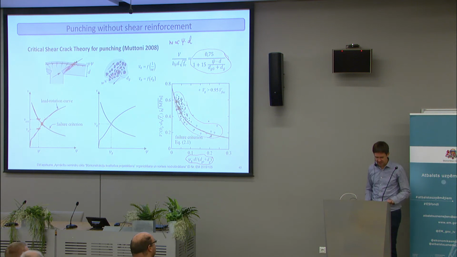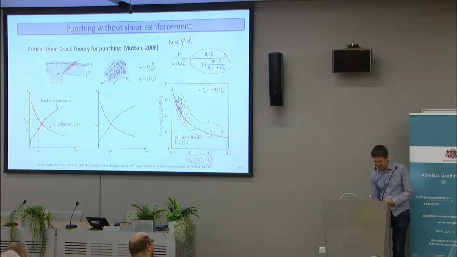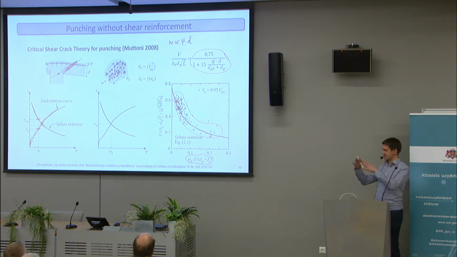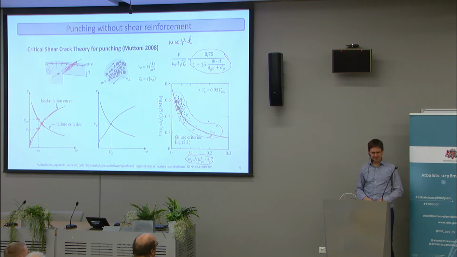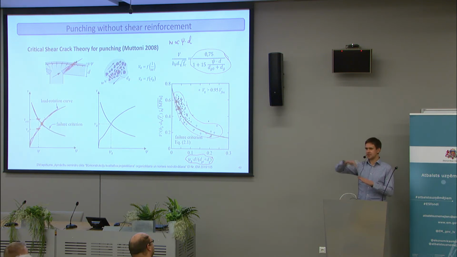Basically, this model is now in use in the Model Code. And as Muttoni is the head of development for Eurocode 2, for the new generation he will try to make sure that it gets into the new Eurocode as well. So in the Model Code approach, the load rotation curve is a bit simplified so that it's possible to calculate it without writing all the complicated equations. But the principle is the same: you first calculate the curvature, or rotation, for a given load, and then compare it to the failure criterion at the same load.